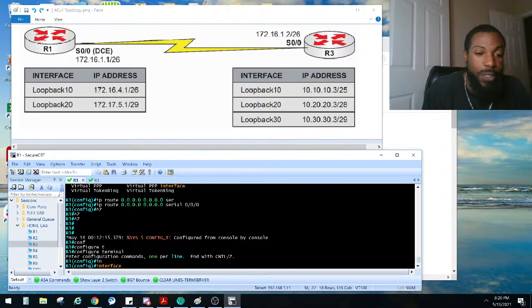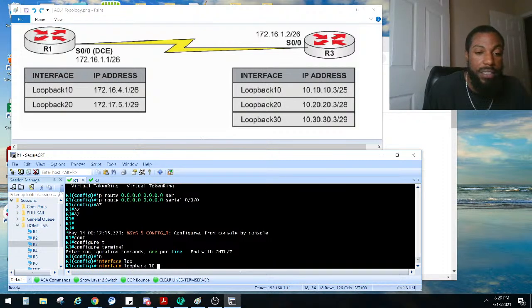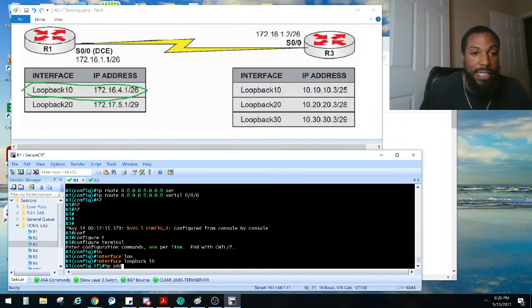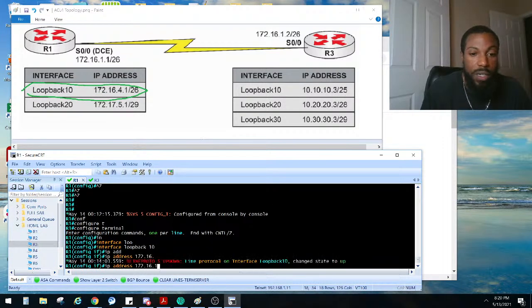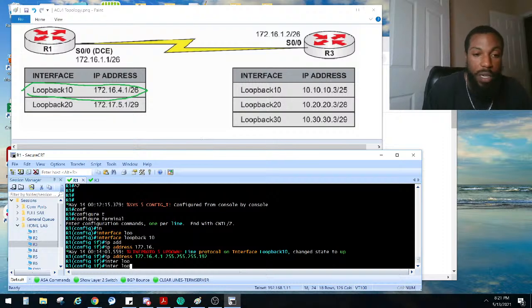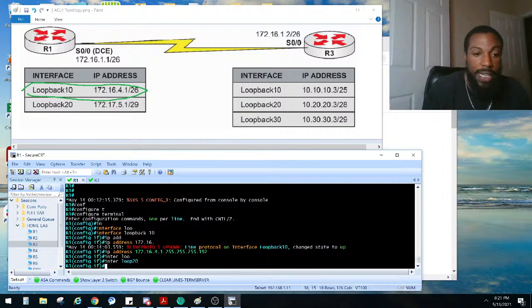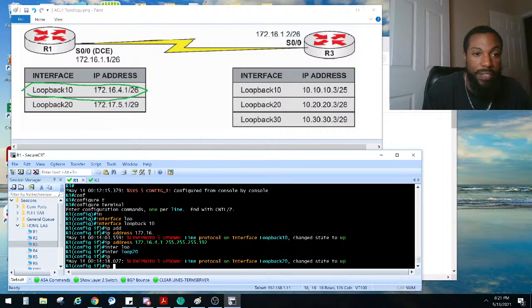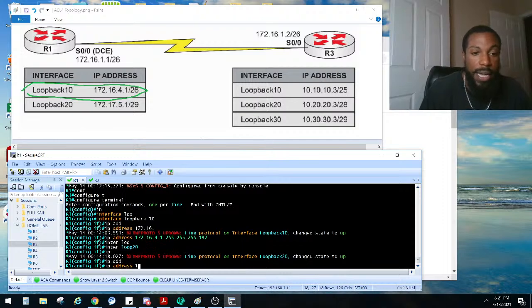Interface loopback 10, right? We're going to do this one first. Loopback 10, his IP address is going to be 172.16.4.1, subnet mask of /26, which is 255.255.255.192. Interface loopback 20, right? Y'all see how I did short right there? You don't have to type in the whole thing because that's how IOS works.